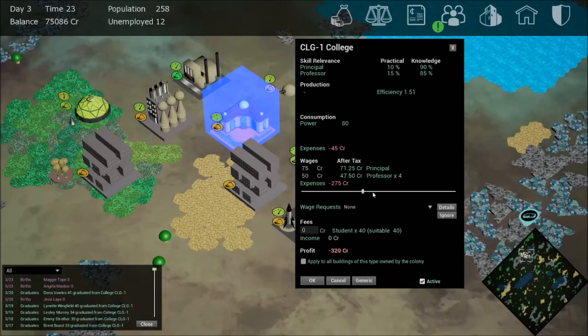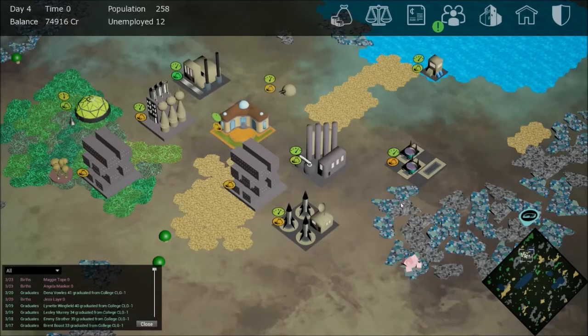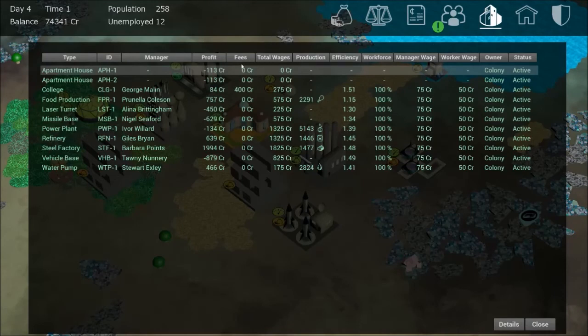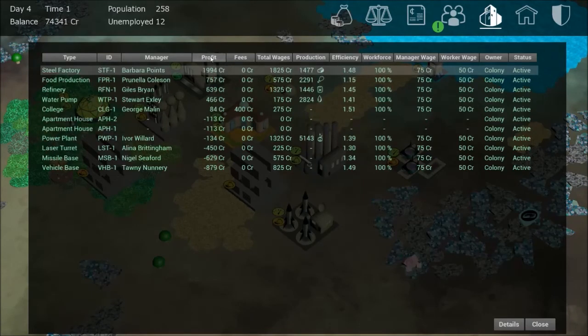This time we set a fee for students so that they need to pay for the valuable service the building is offering. The overview of all the colony buildings can be opened by pressing the Estate button. Here we can see all the buildings at the same time and compare their profitability.